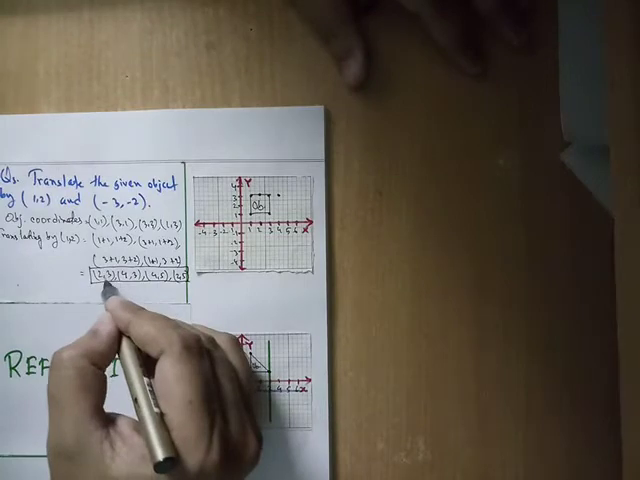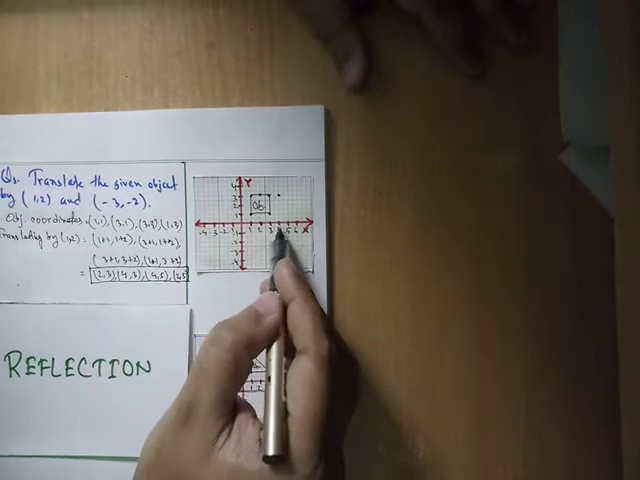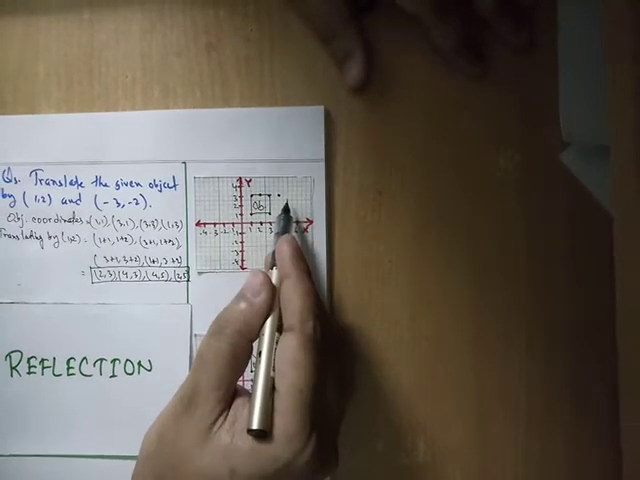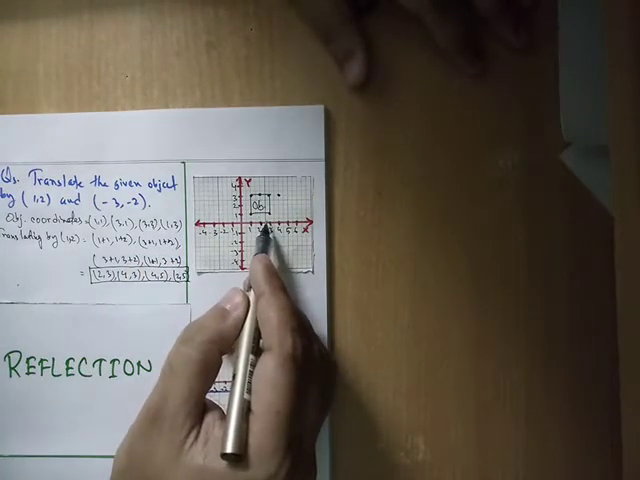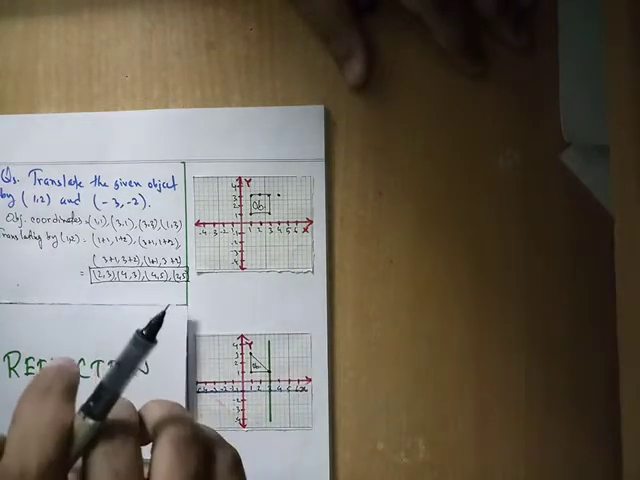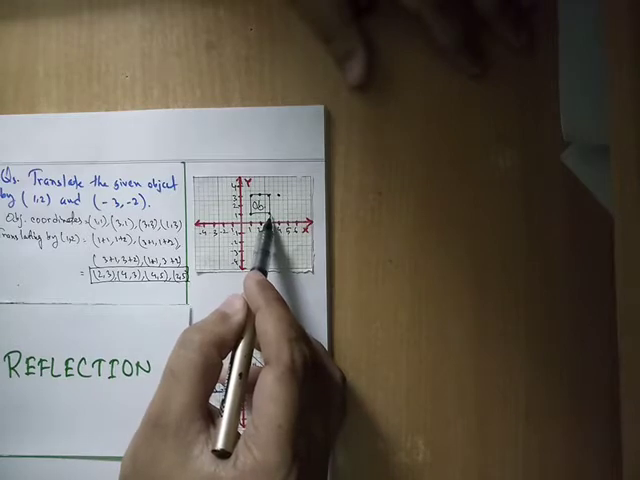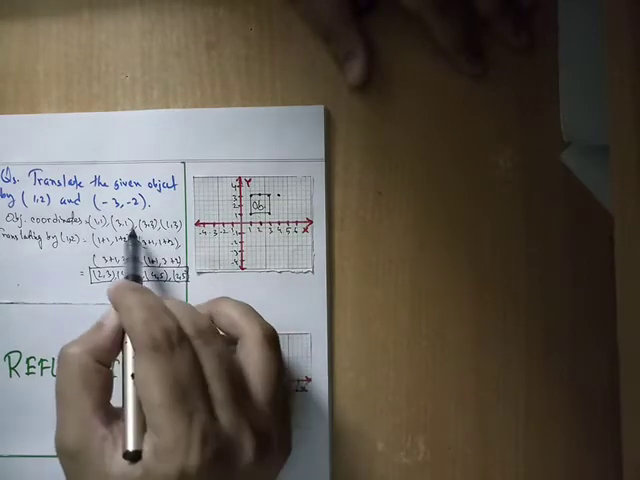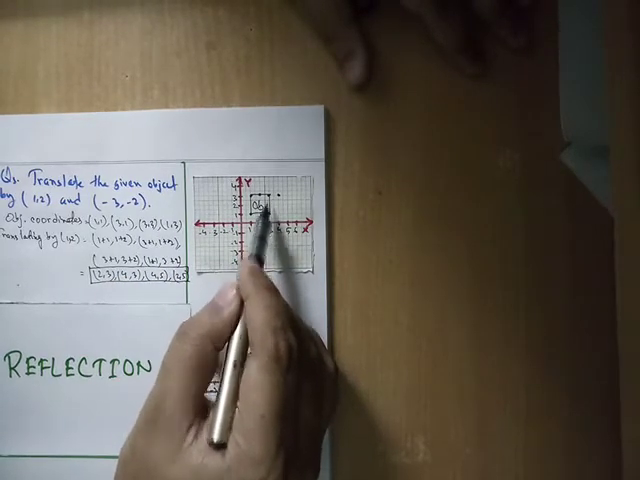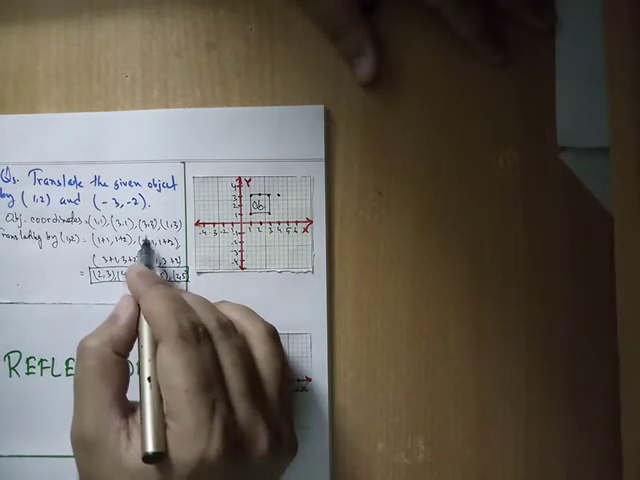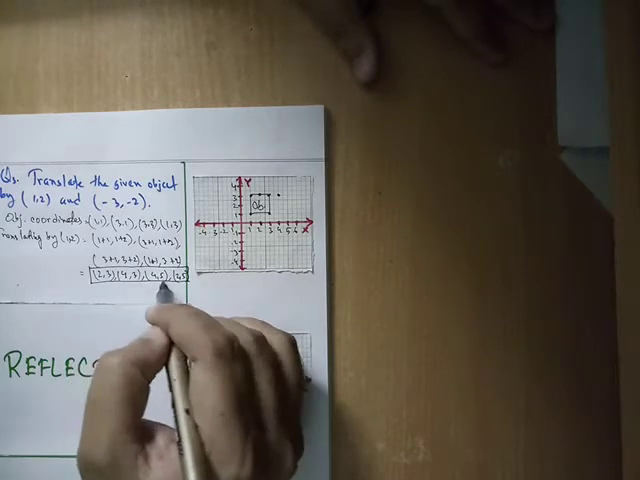Sorry, I made a mistake here, I guess. This one was 3, 1, this one was 3, 3, this one was 1, 3. Okay, fine. So I'm adding 3 plus 1 here, so this is 4, 5.